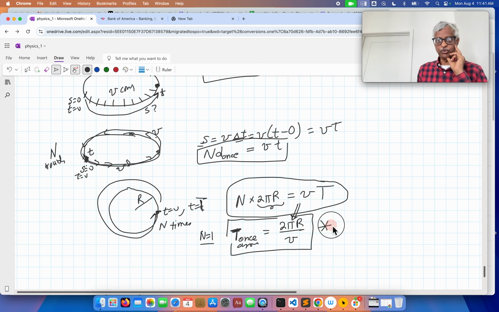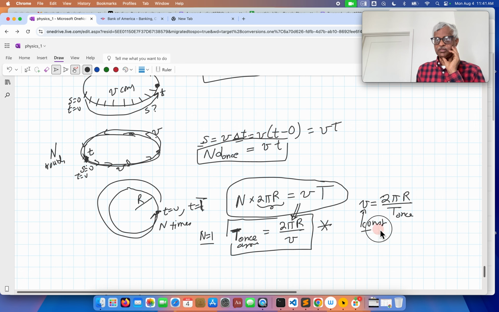And this is an important formula, and some people just memorize it, but you don't have to memorize it. You just say, well, I went 2 pi r and it took me t for once, and that must be the speed. This must be the speed because it's constant. If I went constant, this was the case.